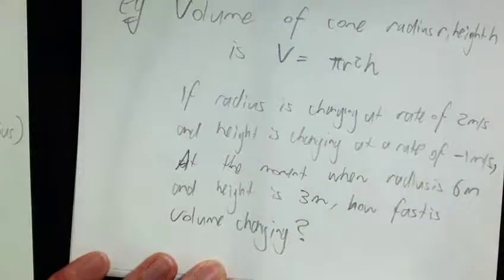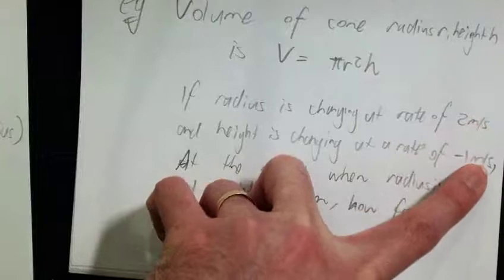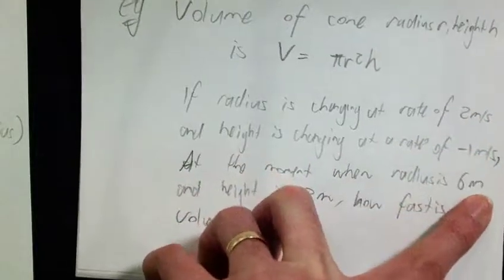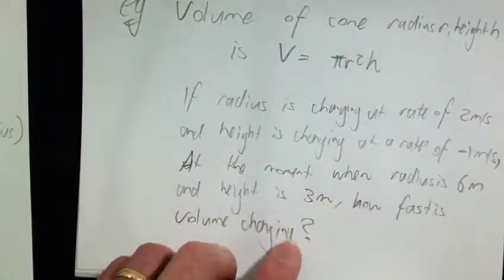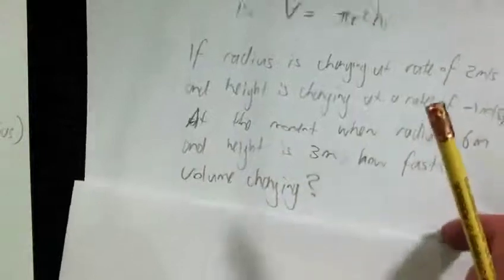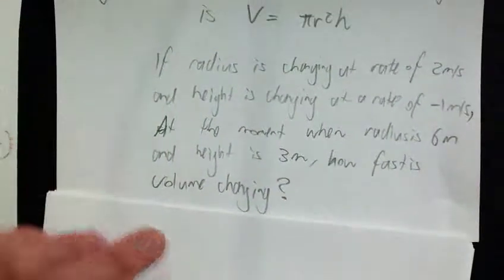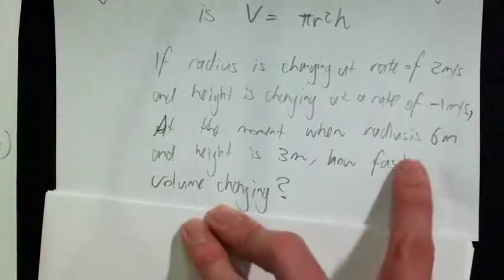So you could do that. Radius is changing at 2 meters per second, height is changing at -1 meters per second, the radius is currently 6 and the height is currently 3. How fast is the volume changing? I can figure that out, even though there's a whole lot of things going on there. The same thing is going on in the other ones. My goal is to figure out how fast the volume is changing.